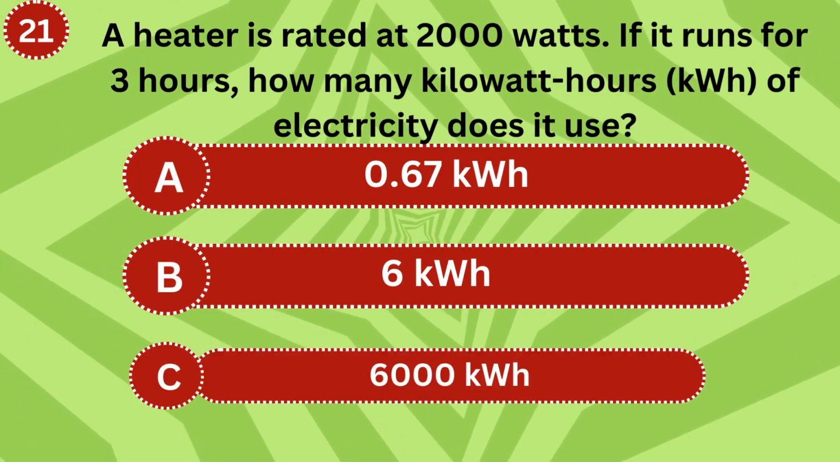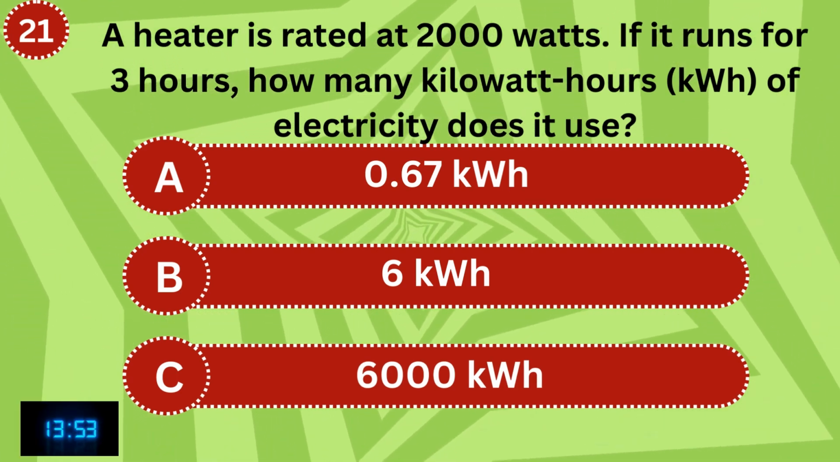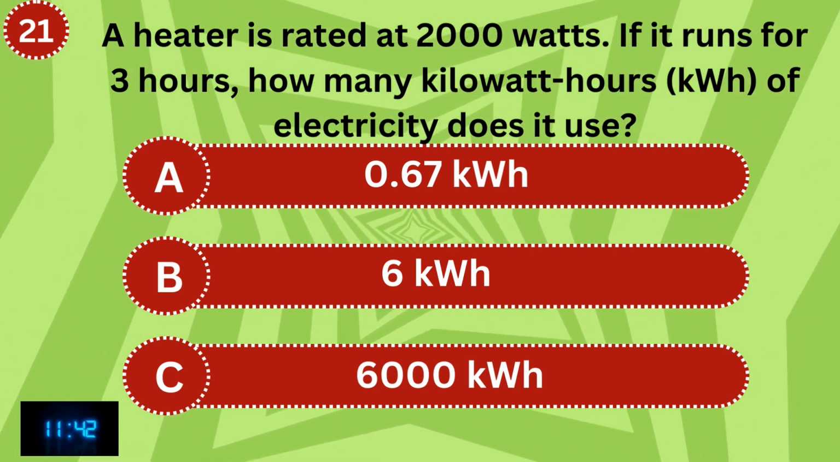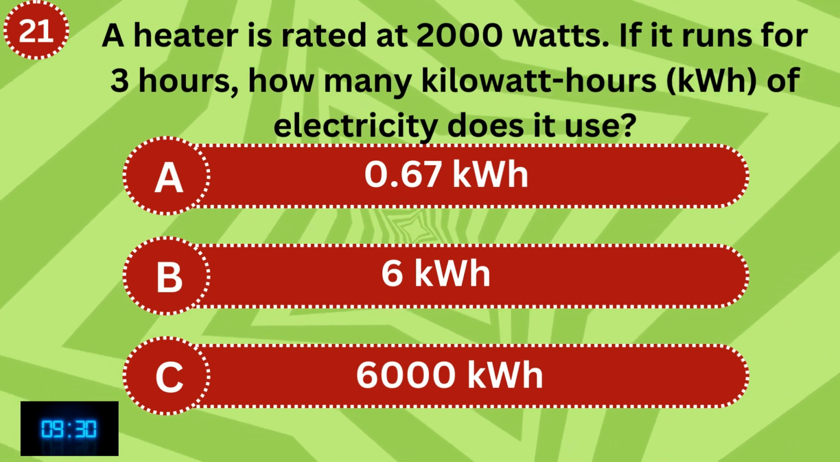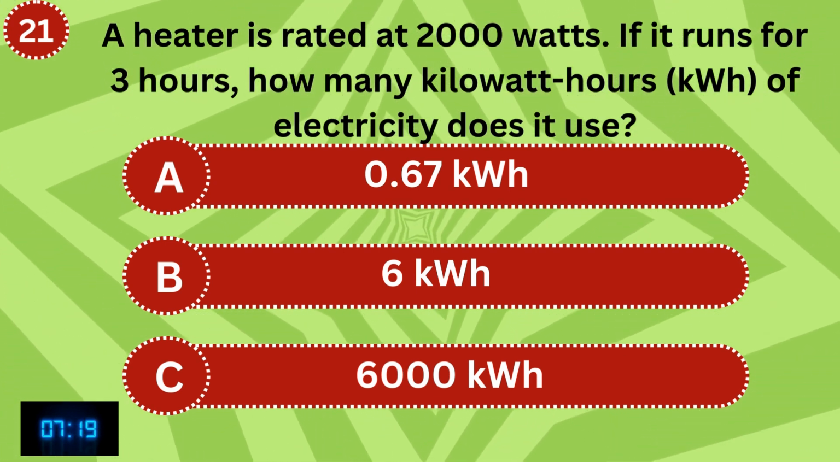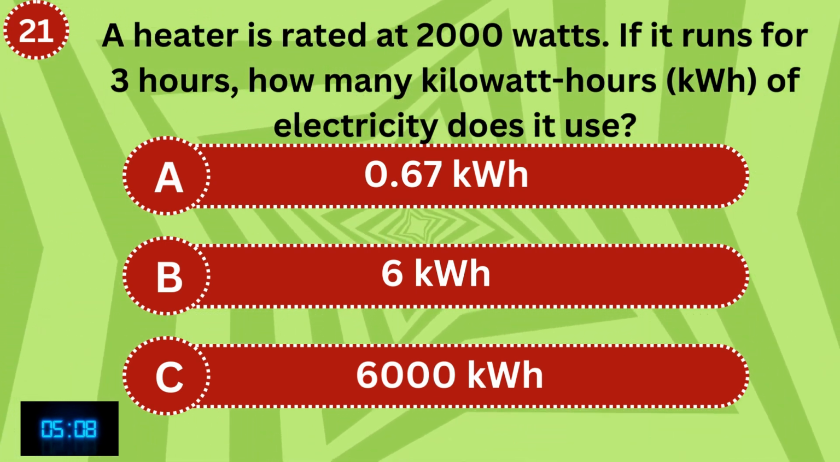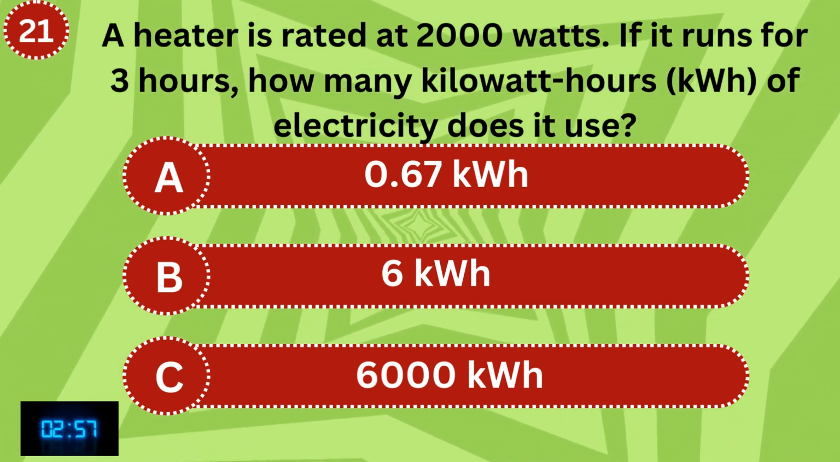A heater is rated at 2000 watts. If it runs for 3 hours, how many kilowatt-hours, kWh, of electricity does it use? 0.67 kWh, 6 kWh, 6000 kWh.